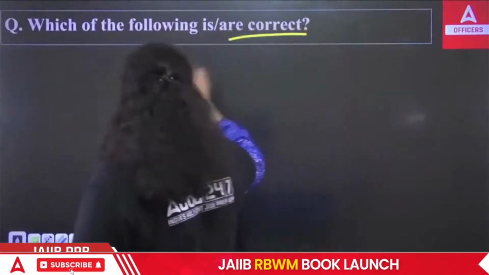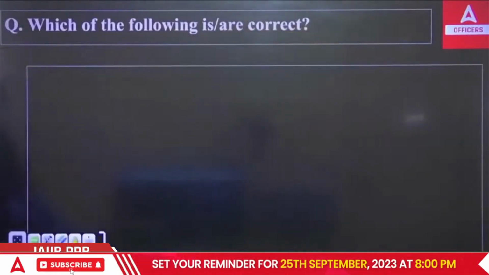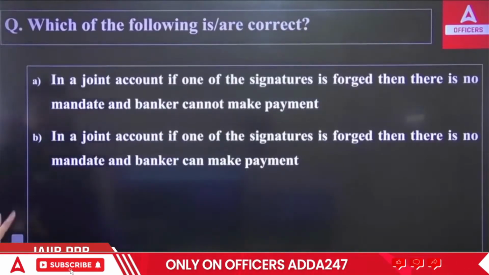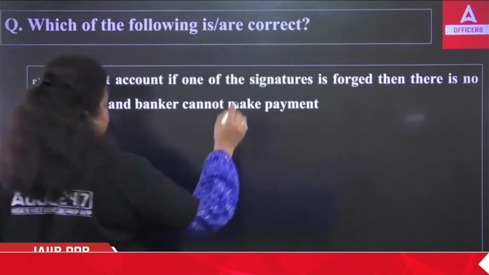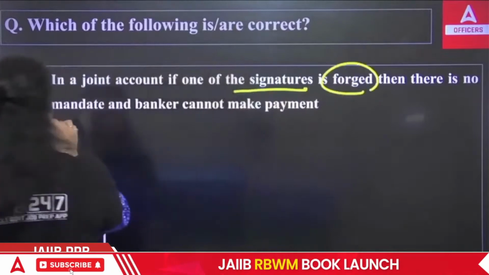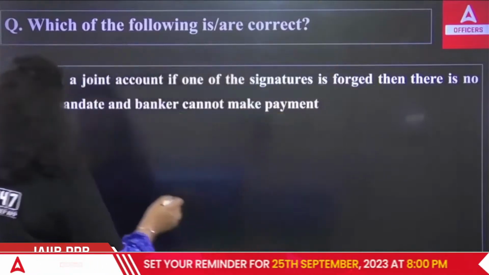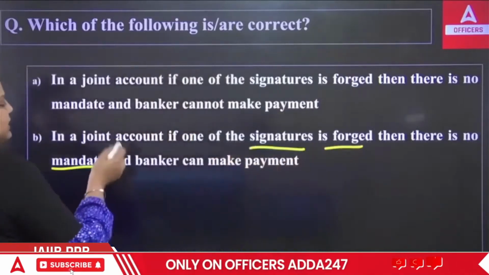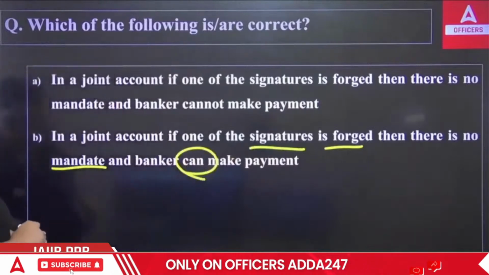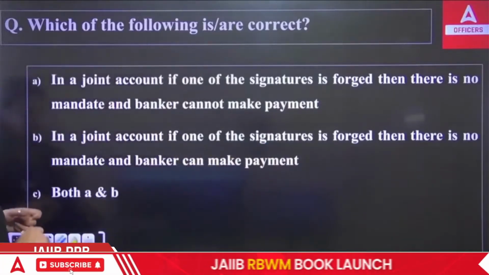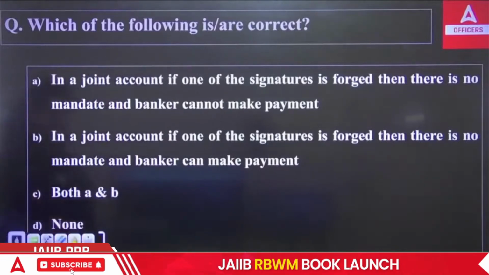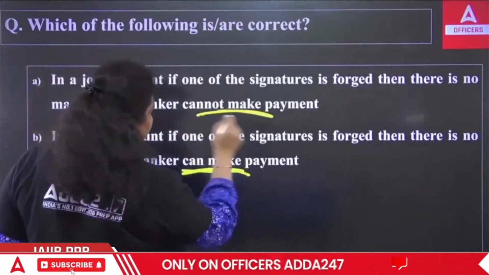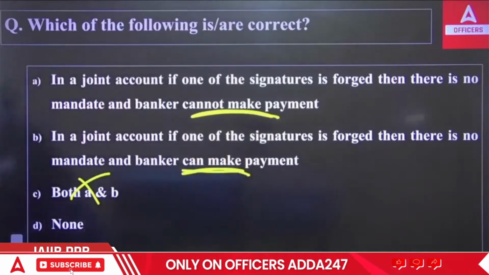Now, which of the following is the correct statement? You have to answer, and we have these statements. The first statement talks about, in a joint account, if one of the signatures is forged, then there is no mandate and the banker cannot make payment. Second, in a joint account, if one of the signatures is forged, then there is no mandate and the banker can make payment. The third option we have, both A and B are correct, and the fourth one is D. So it can't be both. First is saying the banker can make payment, the other is saying the banker cannot make payment. So it can't be the C option.